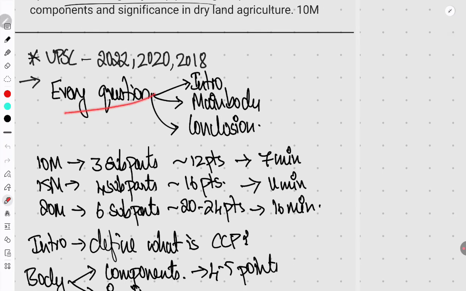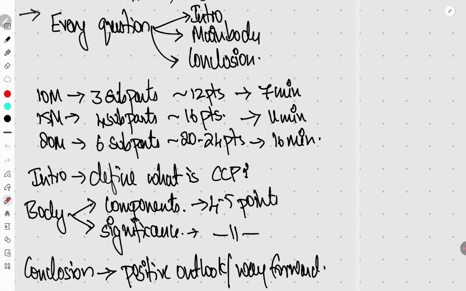Every question has to be started with an introduction, and it has to have a main body and conclusion. Generally the questions are of 10 marks, 15 marks and 20 marks, right? For a 10 marks question, we have to subdivide the question into 3 or 4 subparts, and complete the whole answer in 7 minutes. The same goes for 15 and 20 marks, which take 11 minutes and 16 minutes respectively.